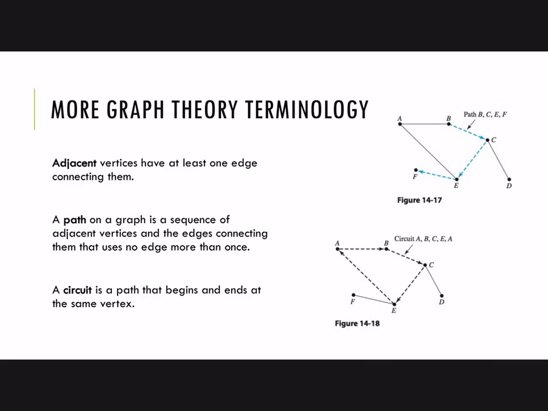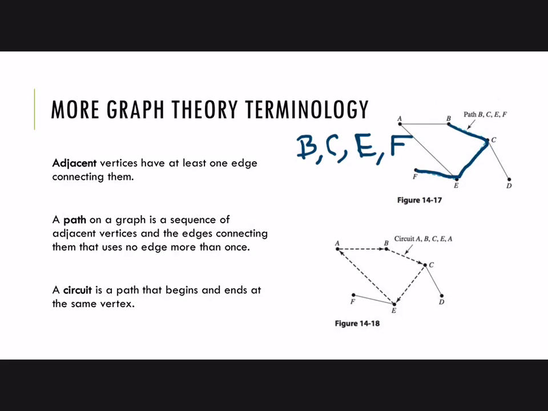A path is a sequence of adjacent vertices and the edges connecting them that uses no edge more than once. Here's an example. This is path B, C, E, F. We label paths by listing the vertices and putting commas between them, and this shows the order that we're walking along that path. It starts at B, goes to C, goes to E, and goes to F. We'd have to make sure that there are edges between those vertices to make that happen.